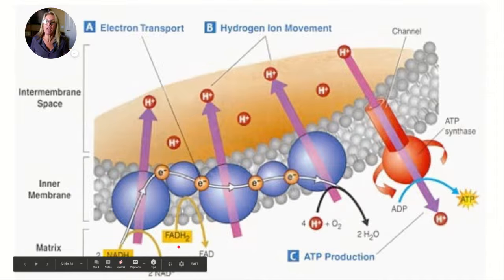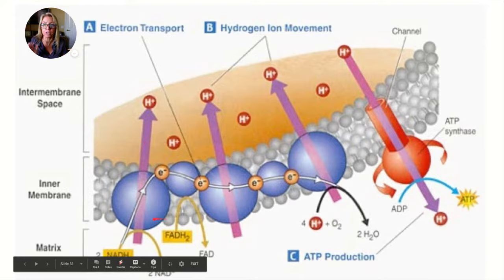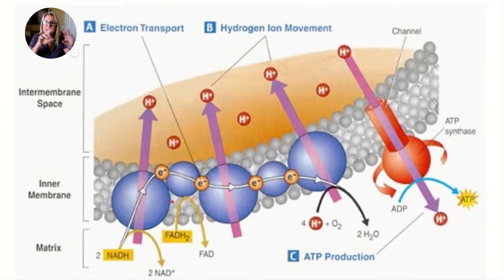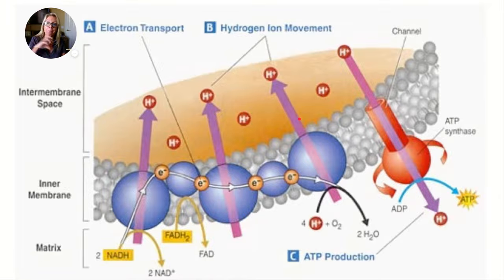FAD is not as lucky. FAD is less powerful, so he doesn't get to come in at the very tippy top of the chain. He comes in partway through. And as a result of that, he misses the first hydrogen pump, because he jumps in a little bit lower, so he only pumps out when he drops off his electrons. So they only pump out 2 hydrogens. That's all that they have the power to move. Therefore, only 2 hydrogens come in, 2 ATP, technically about 1.5 when you take into consideration the second law of thermodynamics.